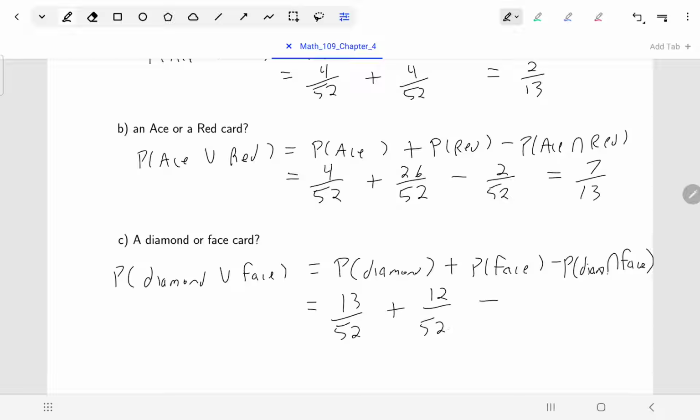And then finally, subtracting the cards which are diamonds and also face cards. So diamond and also a face card, that would be the Jack of Diamonds, Queen of Diamonds, King of Diamonds. There are 3 out of 52. And so the only thing left for us to do is compute 13 out of 52 plus 12 out of 52 minus 3 out of 52, which gives me 11 out of 26.